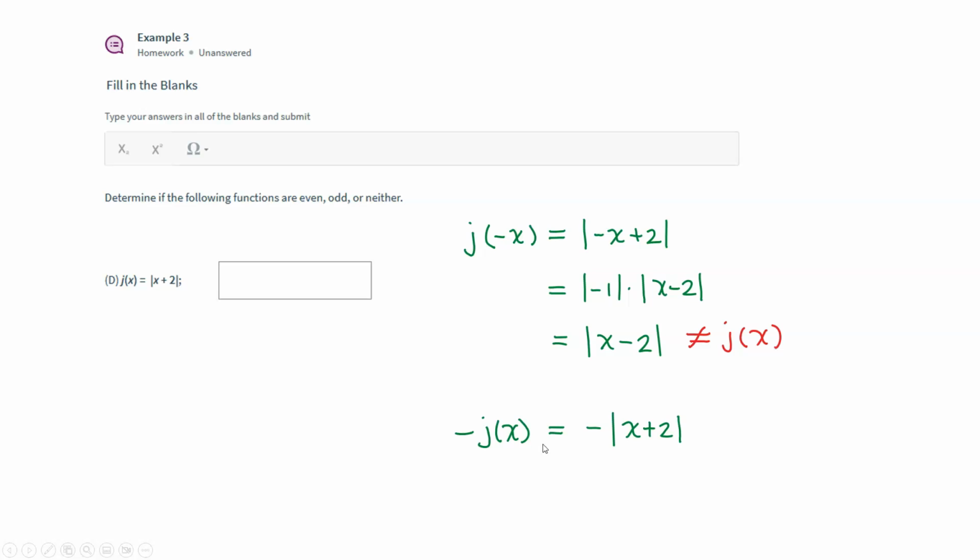Now let's look at negative j of x. Well, negative absolute value of x plus 2 is just the opposite of the absolute value of x plus 2. You don't distribute a negative inside of an absolute value. You can factor a negative out of an absolute value and then make that positive, but you can't distribute a negative into it. So as a result, it doesn't equal this. Therefore, this one's neither. And you would see this if you would graph it. It does not have the symmetry to be even or odd.